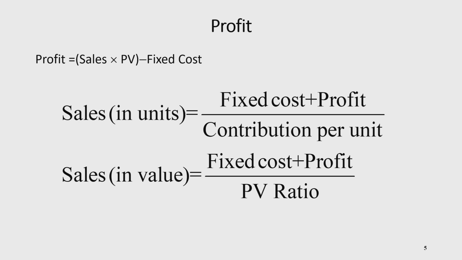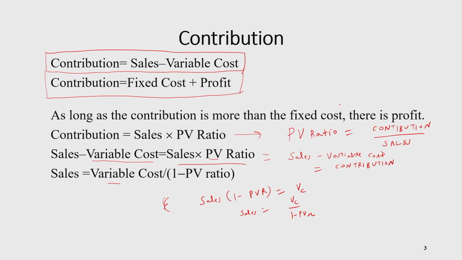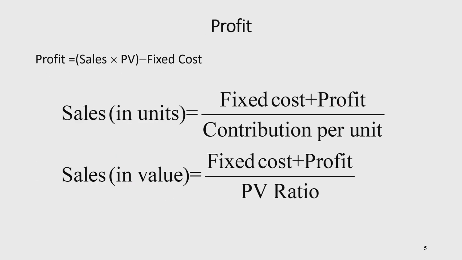That means I have to sell that many units so that I can make a profit. Otherwise it will be fixed cost by contribution, meaning there is no profit. That is why in the beginning it was told that break even point is fixed cost by contribution per unit. But sales in value, you have to multiply by sale price. Therefore, it becomes fixed cost plus profit divided by PV ratio. So sales in value will be this.